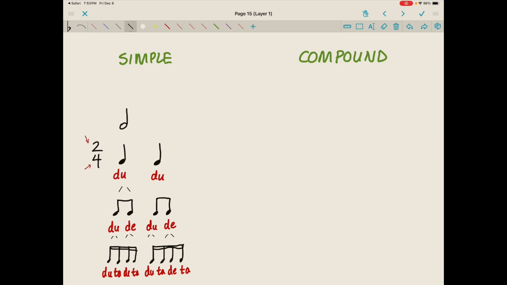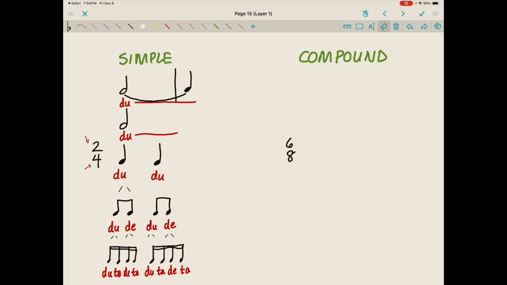We can create a 2-beat note by using a half note. So it would just be do, and we'd hold that syllable through. And we can even create longer notes than that if we want to use either dotted, or in this case, since that's already 2 beats, we would have to tie over the bar line. And this would be a note that would be worth 3 beats, and we would again say do and hold that for longer.